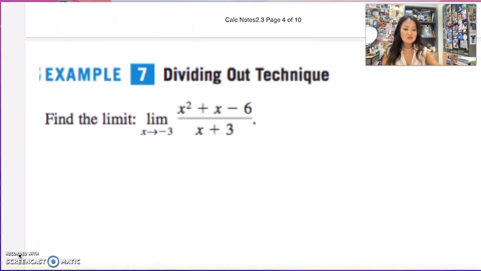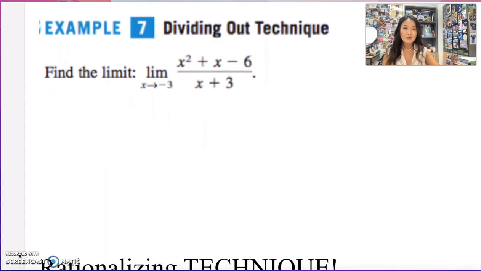So before you see me do this one, how about you try using the dividing out technique? Do you see why it's called the dividing out technique? Because you're always going to divide out a common factor. All right? So you might want to try this one on your own. Of course, I'm always going to do my first method.